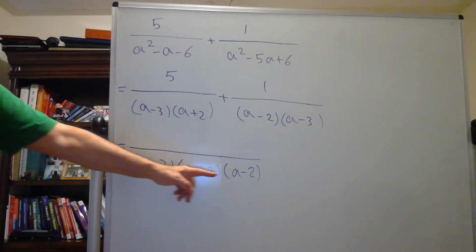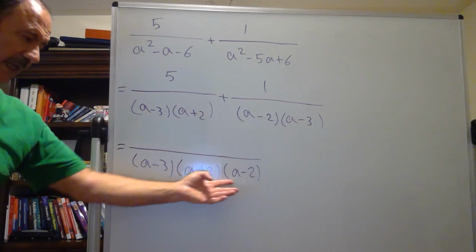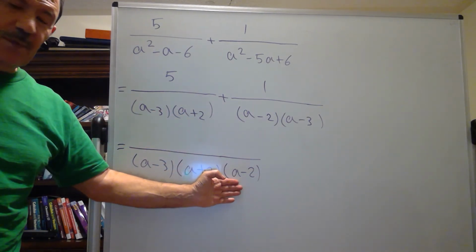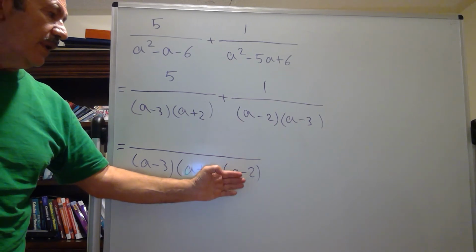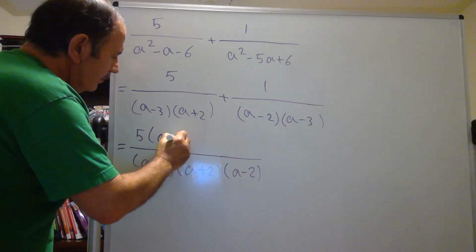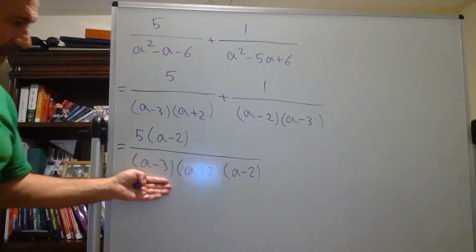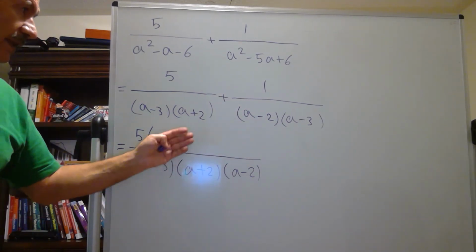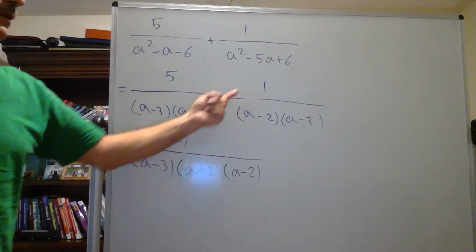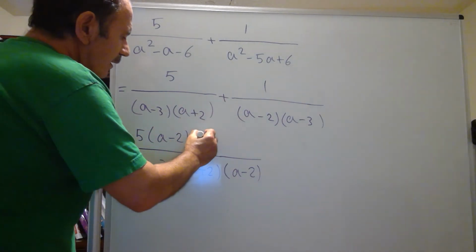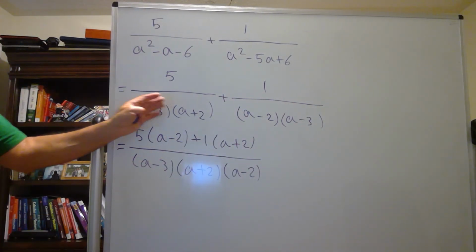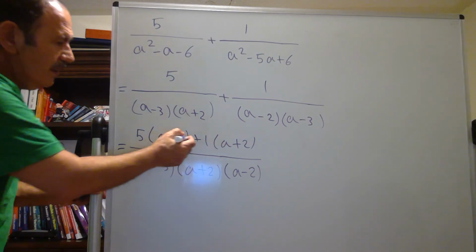Now divide the LCM by the first fraction's denominator. A minus 3 and a plus 2 cancel. A minus 2 is going to be the remaining part. Multiplied by the top, it is going to be 5 times a minus 2. Now divide the same thing by this one. A minus 3 and a minus 2 are going to be cancelled. A plus 2 is the remaining part. Times 1 is going to be plus 1 times a plus 2. I just combined these two steps. I didn't rewrite the fraction with the LCM. I just combined them. Okay.